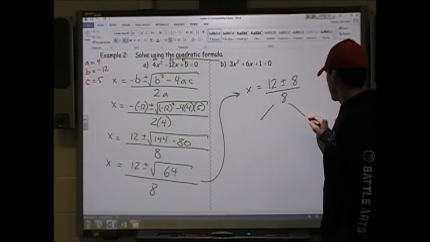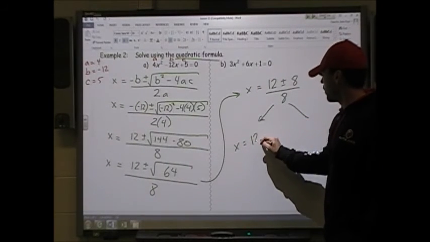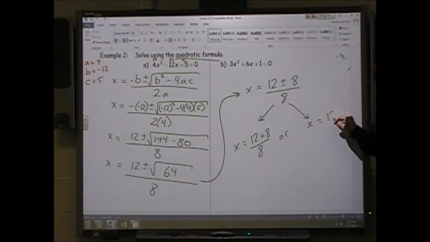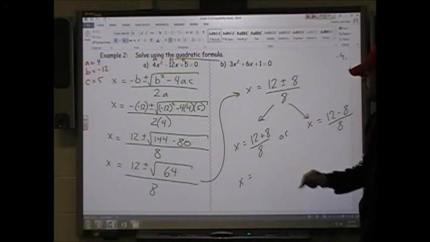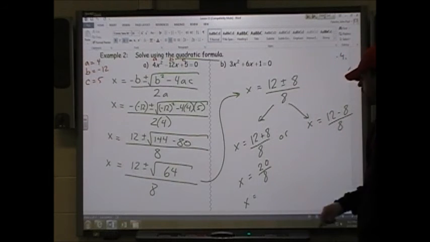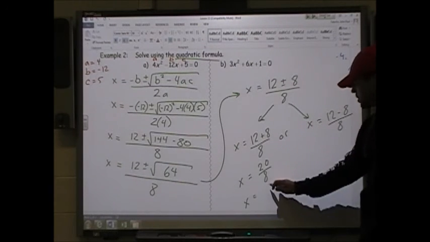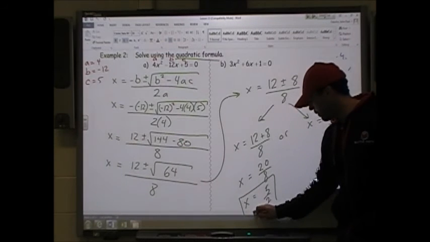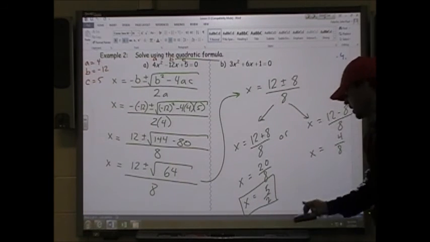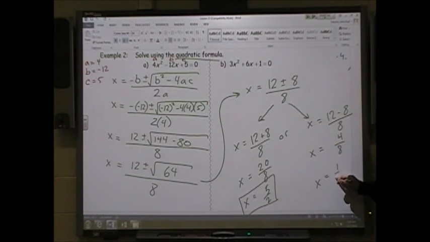I have x equals 12 plus 8 all over 8, or I have x equals 12 minus 8 all over 8. Continuing this, 12 plus 8 is 20, so you're going to have 20 all over 8, and I can reduce that. 20 over 8, both are divisible by 4, so this is going to be 5 halves, so 2.5. And over here, x equals 12 minus 8 is, sorry, positive 4 all over 8. So positive 4 over 8 is just a half, so 0.5.